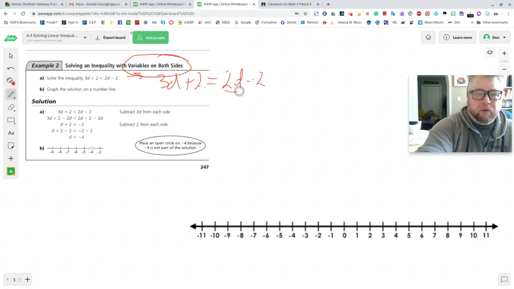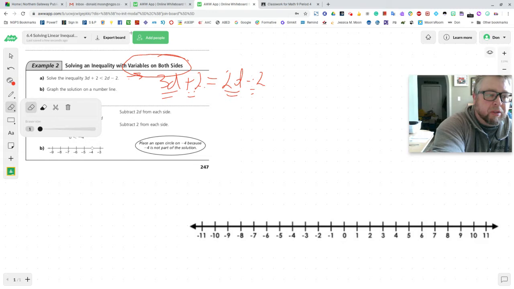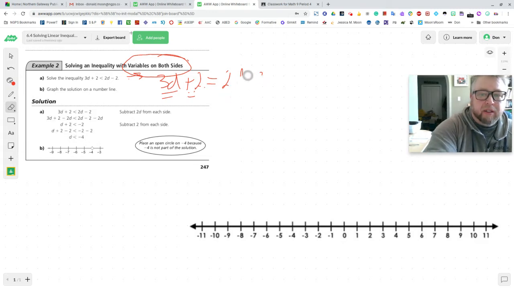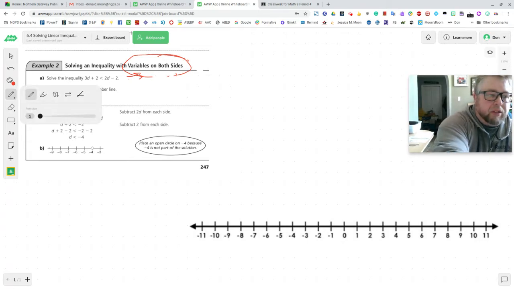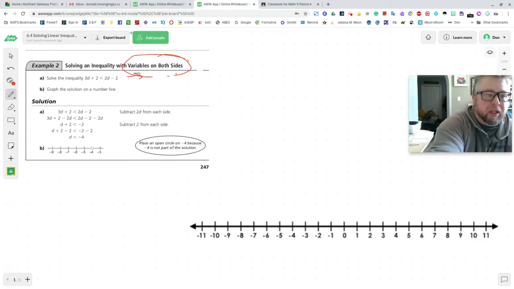We had to decide which operation we are going to do first. It doesn't really matter which one you do first, as long as whatever you do to one side of the equation, you do to the other side of the equation. Okay, so I'm just going to erase all this right here and go through the example with you. All right, so step number 1 right here, it says solve the inequality.